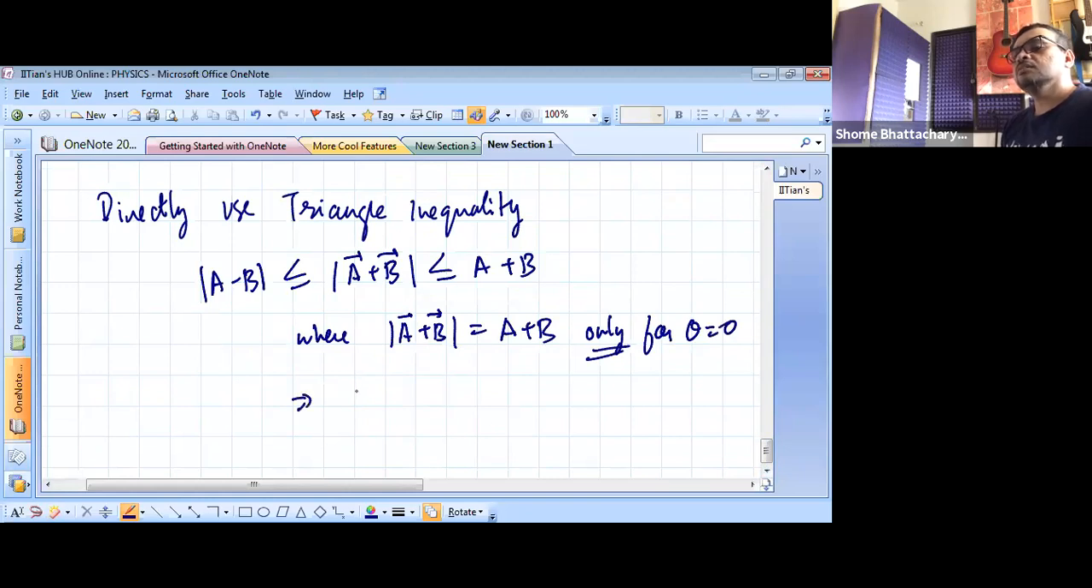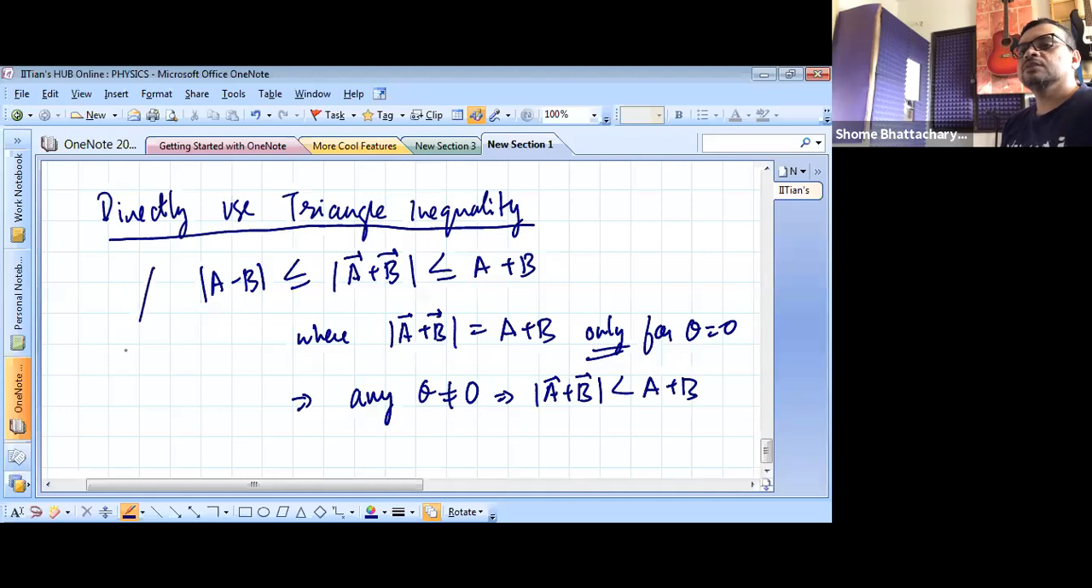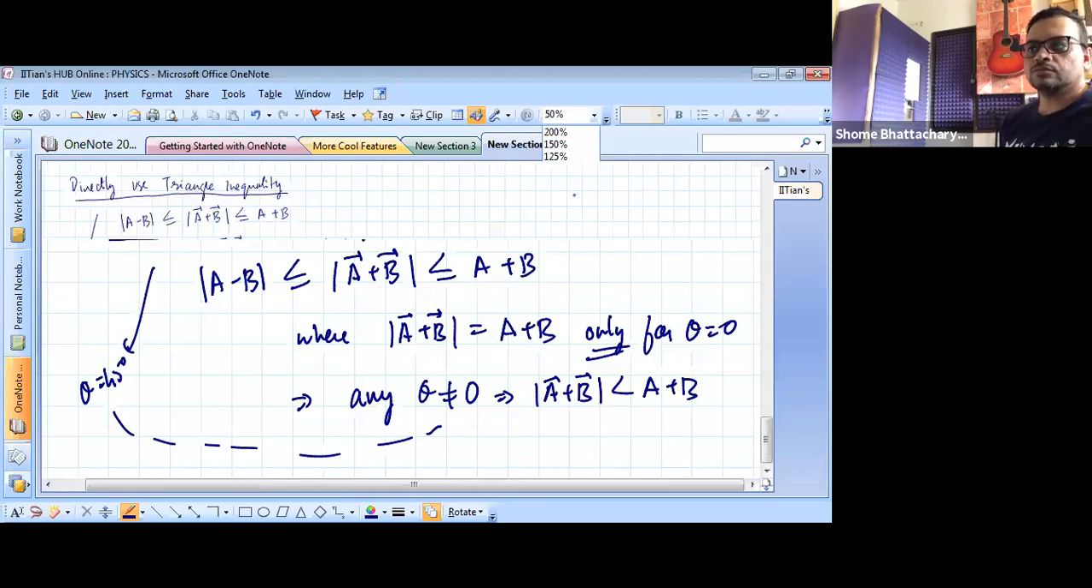Therefore, for any theta not equal to 0, what will happen? Mod of A plus B will be less than mod A plus mod B. So we could use this directly. If it is given to us that theta equals 45 degrees, we know that it comes in this category. It doesn't come in the equality category. So we didn't need to do all this calculation also.